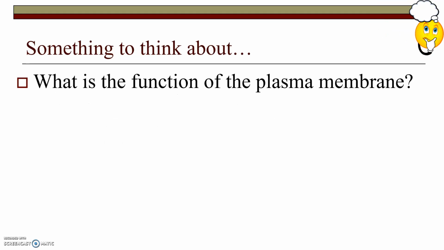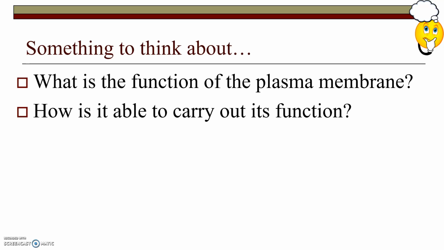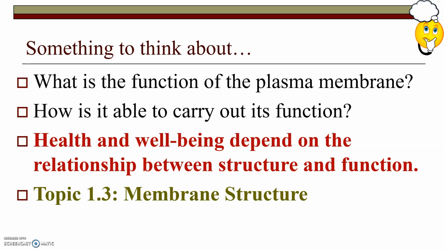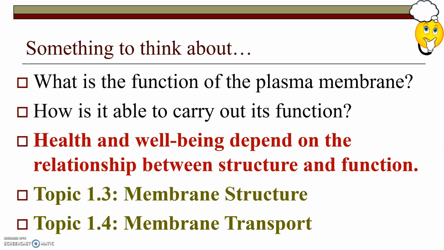From our last unit of study, you should be able to answer this question at this point in time. The plasma membrane has a variety of functions, but one of those is to regulate what goes in and out of the cell. And we're going to be looking today at how its structure allows it to carry out its function. We've looked at this statement before: health and well-being depend on the relationship between structure and function, and you're going to see that that is extremely evident in this particular unit. And because of that, we'll be looking at the next two subtopics together, because you cannot separate structure from function.